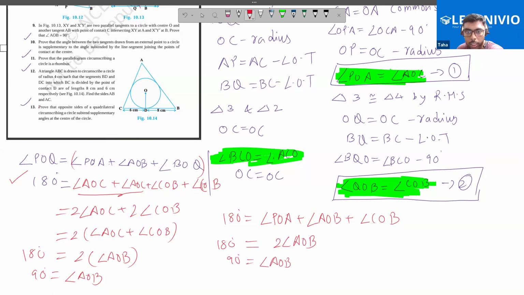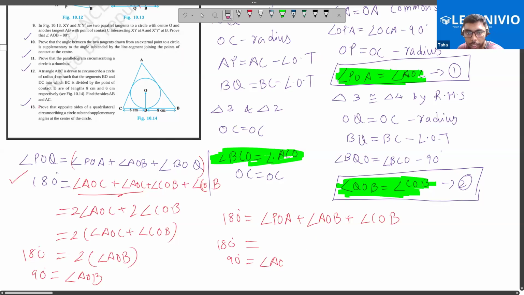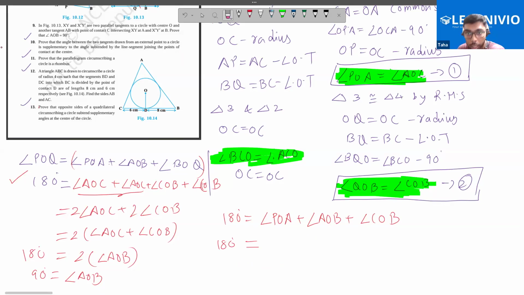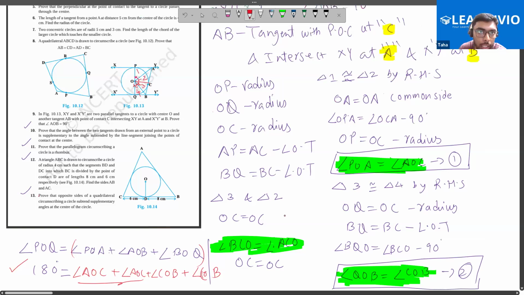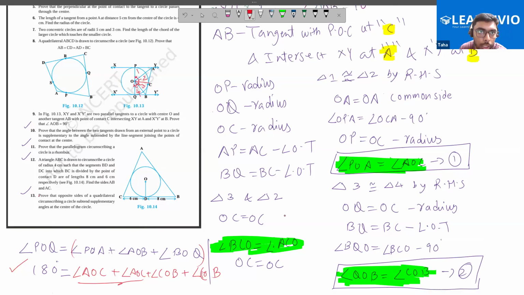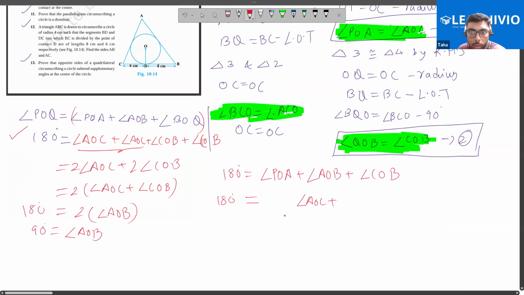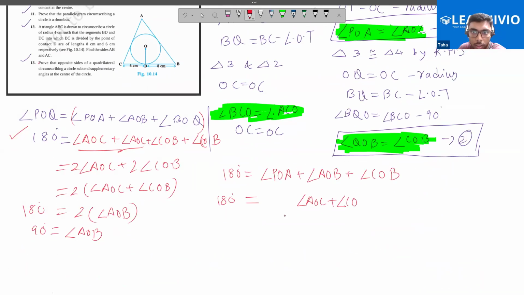So what we did here is that we rearranged the things here. First of all, we wrote what AOB can be written as. AOB can be written as AOC plus, over here when you look at this, angle AOB can be written as angle AOC and COB, right? So this was QOB, BO, right?